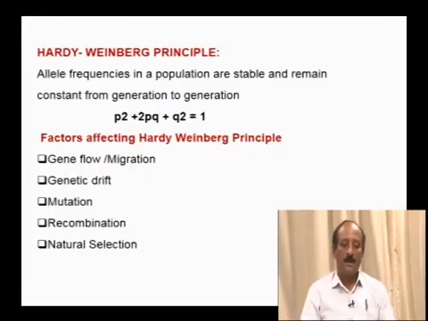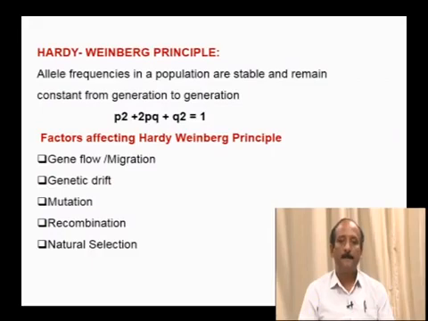Coming to the Hardy-Weinberg principle. The Hardy-Weinberg principle states that allele frequencies in a population are stable and remain constant from generation to generation. It can be explained with their formula: p square plus 2pq plus q square equals 1.